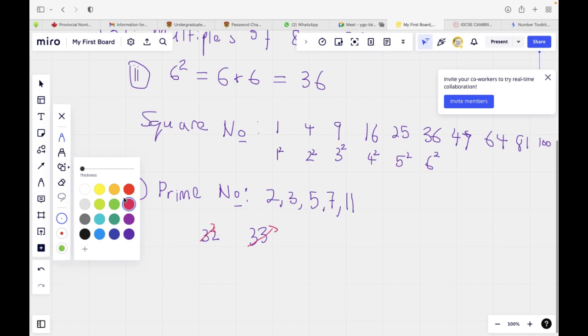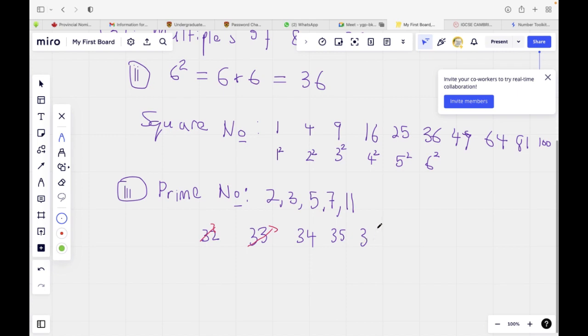So 34 is obviously not a prime number. So we strike it out. 35 is not, because 35 can be divided by 5. 35 can be divided by 7. So obviously 35 is not a prime number. 36 is not, because just now we said 6 squared equals 36. So 36 can be divided by 6, by 4, by 9. So obviously 36 is not.